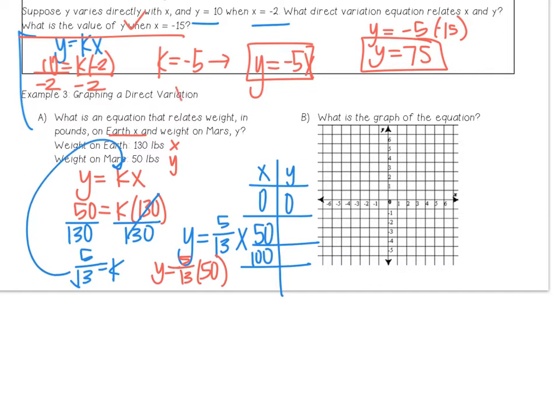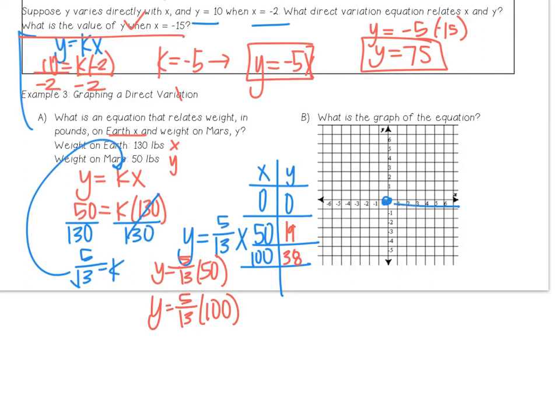And that's going to be about 19. And now plug in 100. So rather than 50, we're going to do y equals 5/13 times 100. That's going to be about 38. Then you just graph the 3.00.